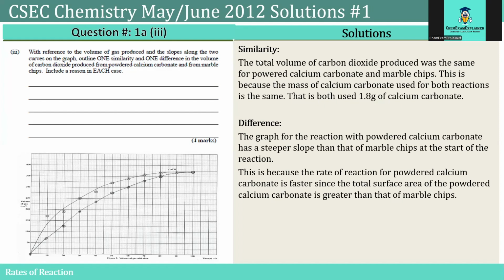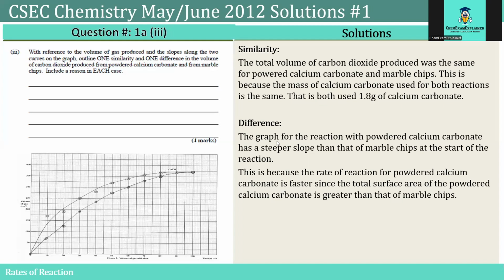So the similarity is that the total volume of carbon dioxide produced was the same for powdered calcium carbonate and marble chips. This is because the mass of calcium carbonate used for both reactions is the same. That is, both use 1.8 grams of calcium carbonate. So what we're saying here is we use 1.8 grams of calcium carbonate in the powdered form and 1.8 grams of calcium carbonate in the marble chips form. Let's now look at the difference.